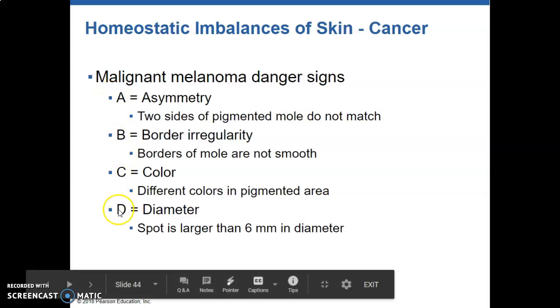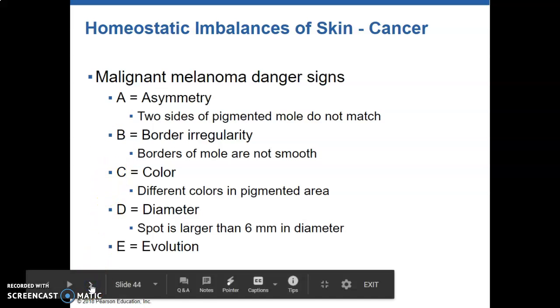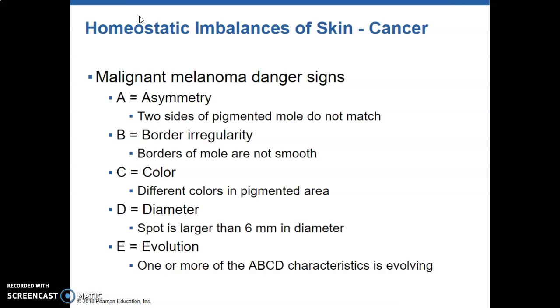This is something that you can do to monitor your own moles, is to ask yourself how the symmetry, border regularity, color, and diameter are. All right, E is also evolution, and by evolution what we mean is one or more of the ABCDs is evolving, which simply means to change. So it could be that it used to have a consistent color, and now over time it's got an inconsistent color density to it. Or it could be that it used to have a smaller diameter, but it's grown rapidly to have a bigger diameter. Or maybe it used to be symmetric, but now it's asymmetric. So those are the A, B, C, Ds, and Es of malignant melanoma danger signs.